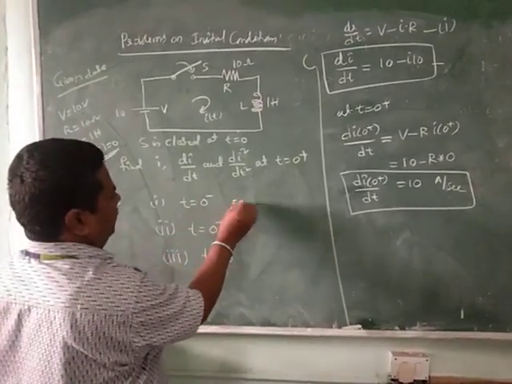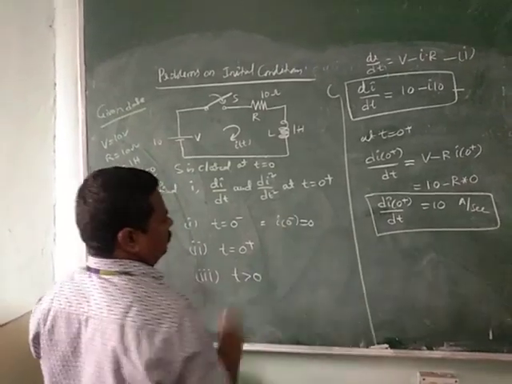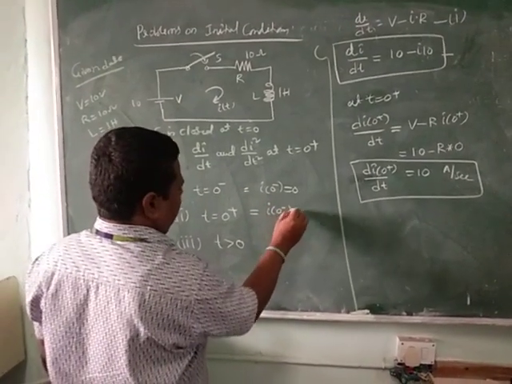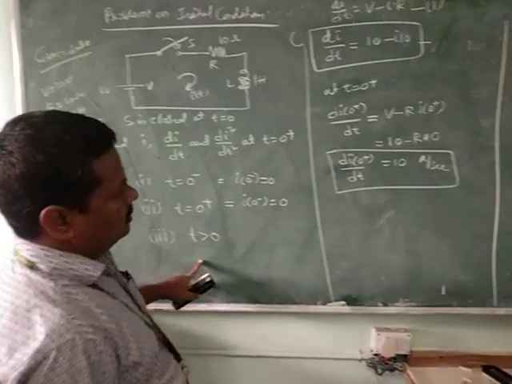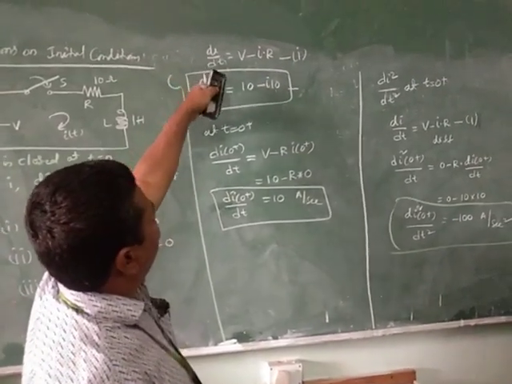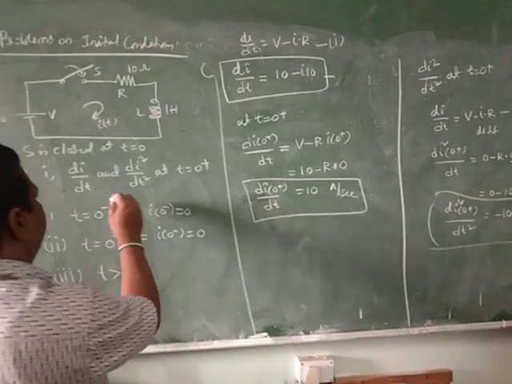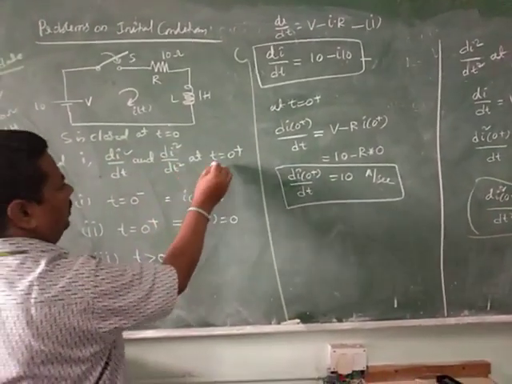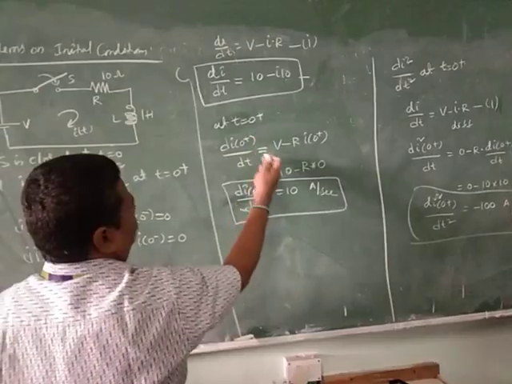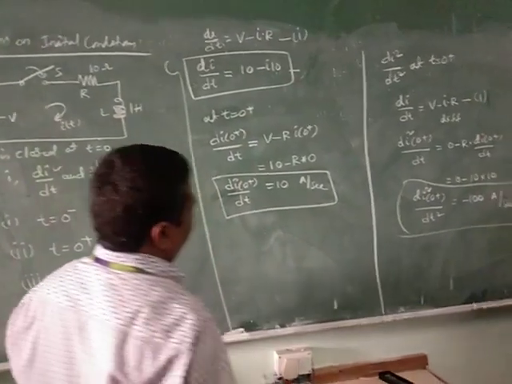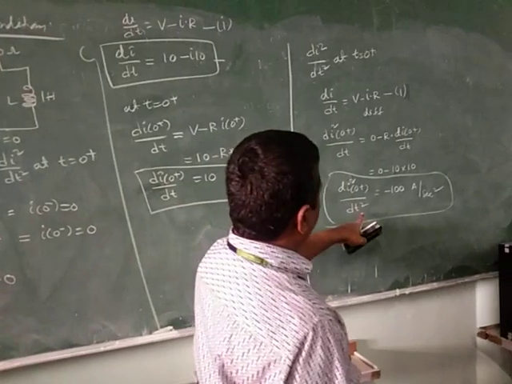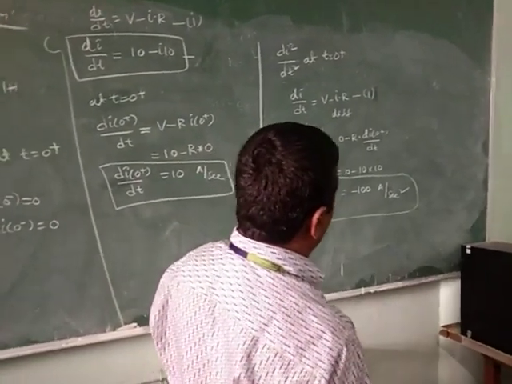Okay, here t is equal to 0 minus, I of 0 minus is equal to 0, so that current is equal to 0. T is equal to 0 plus, that is equal to I of 0 minus also 0. Then t greater than 0, write KVL equation. Then di by dt is equal to V minus IR. From that again find di by dt, d square i by dt square at t is equal to 0 plus. Then substitute values, we will get that di by dt at 0 plus is equal to 10 ampere per second. d square i by dt square at 0 plus is equal to minus 100 ampere per second square.